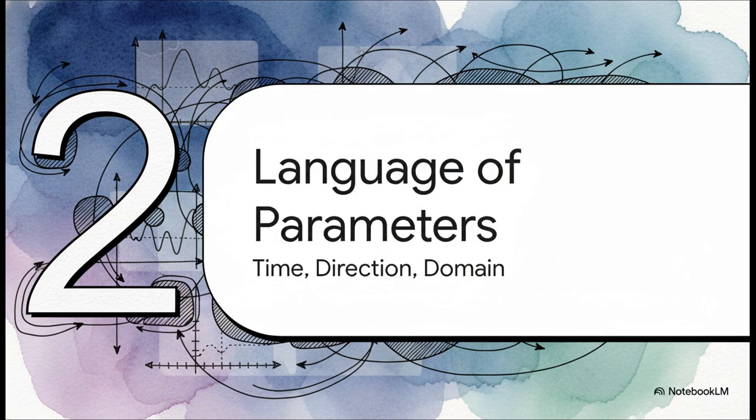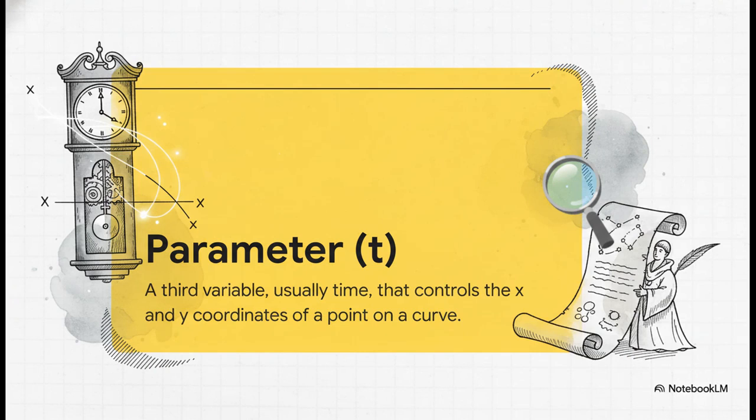Okay, so if we're going to tell these amazing stories of motion, we need to learn a whole new language, and that is the language of parameters. This is what lets us add those two crucial ingredients to our graphs, time and direction. The absolute star of the show in this new language is the parameter, and we almost always call it t. You should just think of t as our master clock. For every single moment in time t, it dictates the exact x and y coordinates of our point. It's kind of like this hidden variable pulling all the strings from behind the scenes.